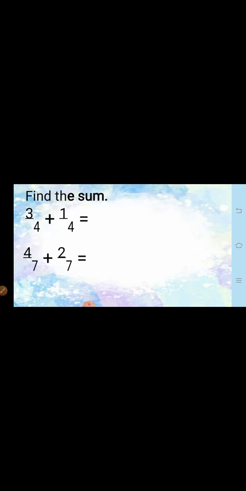We have here an example. Find the sum: 3/4 plus 1/4 is equal to what? 4 over 4, or 1 over 1, or 1. Bakit siya naging 1? Since the 3 and 1 are our numerators. Take note of that. Kagaya kanina, let's go back here.